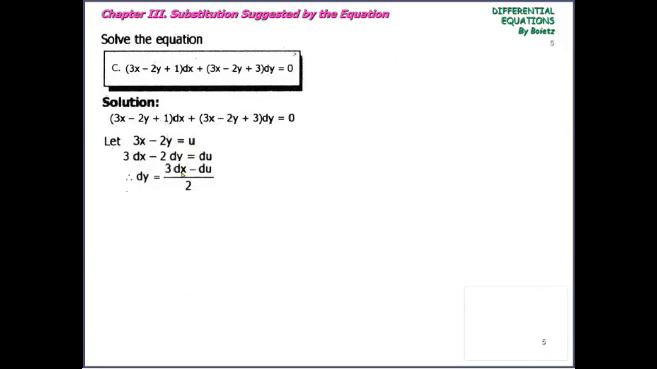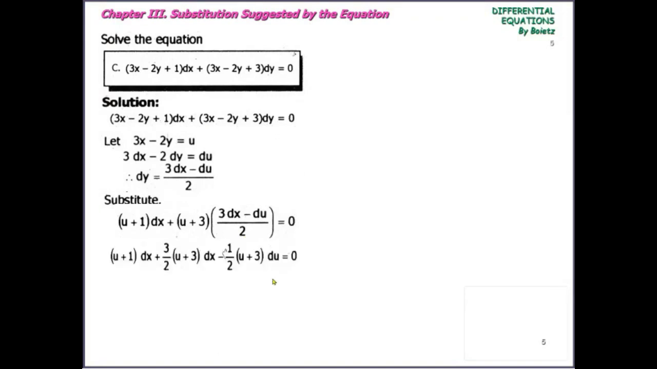Then I will choose dy. So dy is equal to, ito lipat mo sa kabila, so magiging 3dx minus du all over 2. Then substitute. So this will become u plus 1, then dx. Then plus, this one is u plus 3, then dy is this one, quantity 3dx minus du all over 2. Yan. Then, again, distribute and simplify.